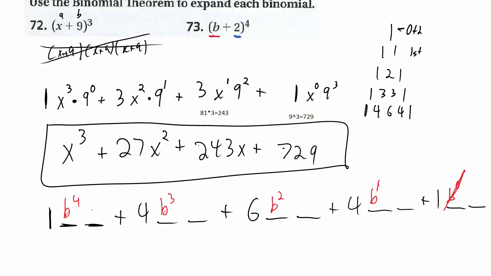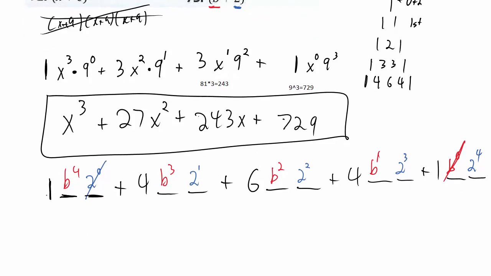But the other powers will start low. So 2 to the 0, which of course is just 1. That's why I'm canceling out. When you multiply by 1, nothing happens. Then it's 2 to the first, 2 to the second, 2 to the third, and 2 to the fourth. And this is not wrong, but it's just not simplified. So we want to take those numbers and simplify it.